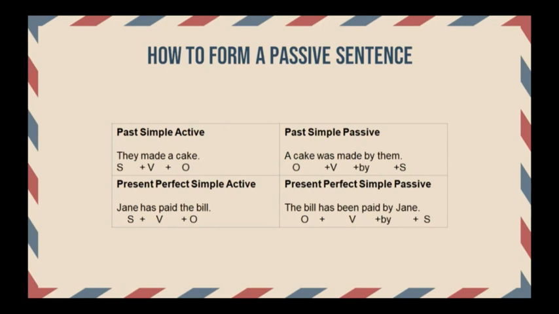Okay, and if we want to see what the present perfect simple active is like, you have an example here. Jane has paid the bill. Here Jane is a subject, has paid is a verb, and the bill is an object. If we want to put this sentence in passive form, the bill has been paid by Jane. So the bill is the subject, has been paid is the verb, then we have by and the agent.